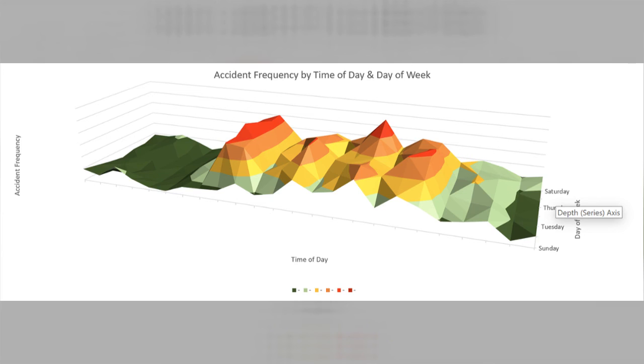If the accident frequency is high, the element representing the hour of day in which the frequency is high will stand tall and be colored closer to the red side in the range of colors. If the accident frequency is low, the element representing that hour of day will be low on the vertical scale and colored towards the green side in the range of colors.